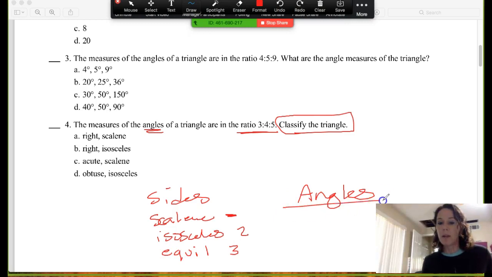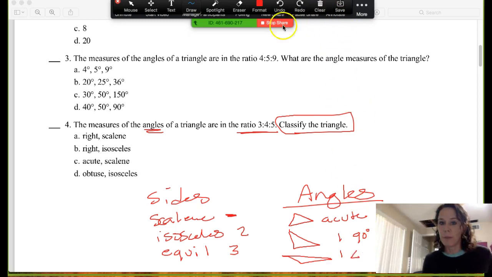Okay. Now the angles, I can classify a triangle as acute, it could be right, or obtuse. Now acute would mean all the angles are less than 90. Right would mean one angle is 90. Obtuse would mean one angle is greater than 90. Let's write it like this, I'm just sketching this out. Okay, so acute, right, or obtuse.